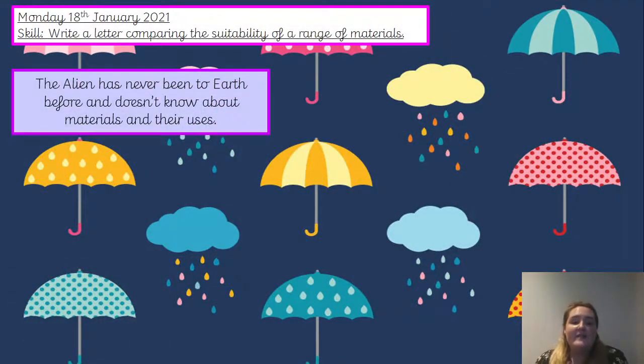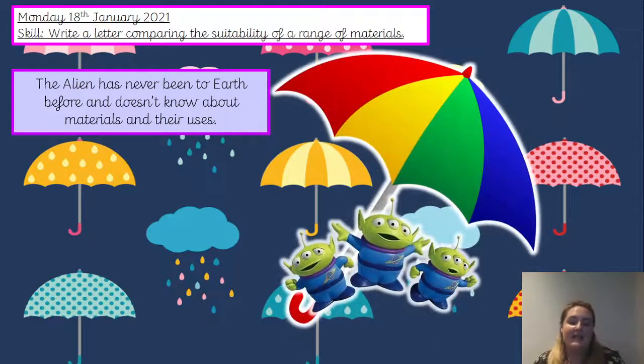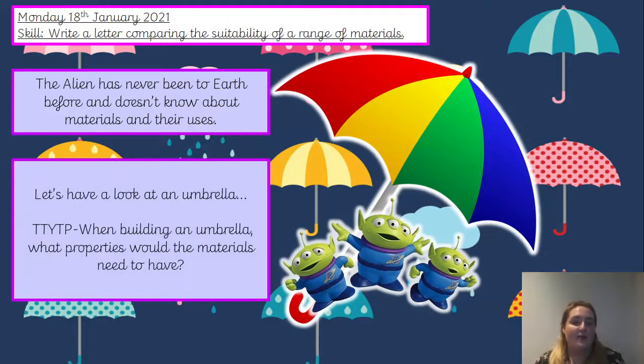So the alien has never been to Earth before and he doesn't know about materials and their uses, so we need to help impart our knowledge onto the alien so that he can make an umbrella that will keep him nice and dry. So here's the alien, and hopefully with an umbrella that will keep him nice and dry and not get wet in the rain. So let's have a look at this umbrella then. When building an umbrella, what properties would the materials need to have? I want you to discuss this with your partner or with your grown-up, or have a little think on your own. What properties would the materials need to have? Pause the video, off you go.